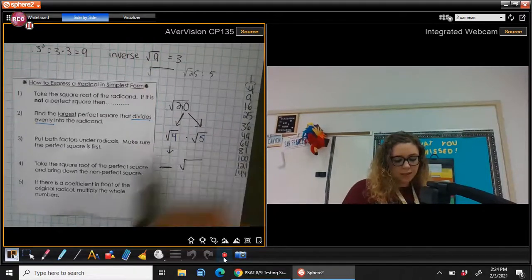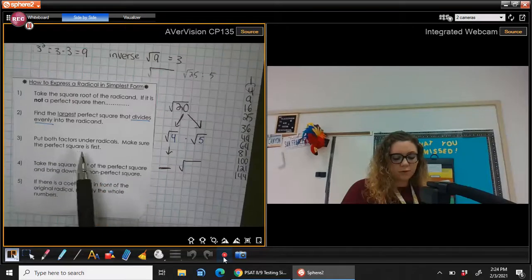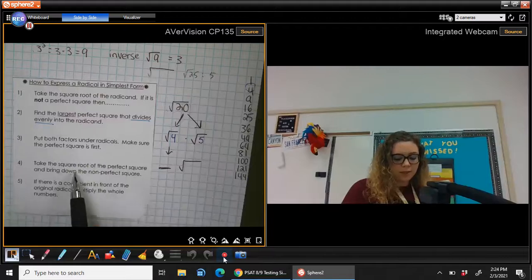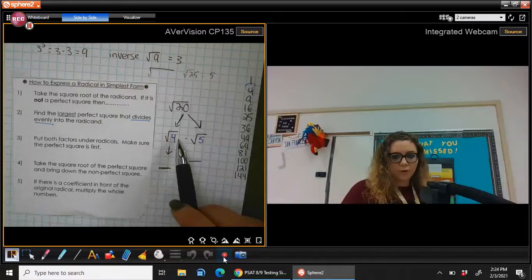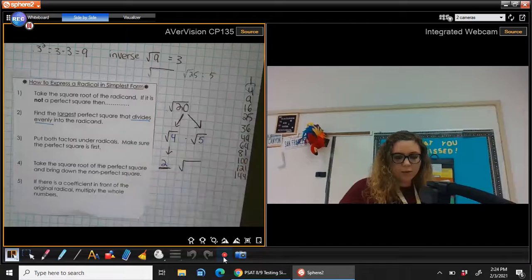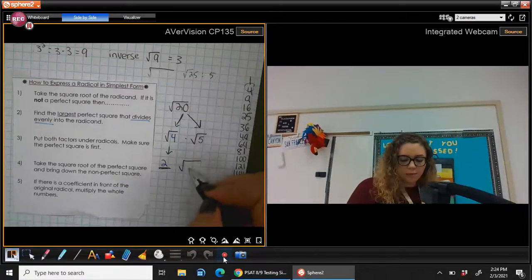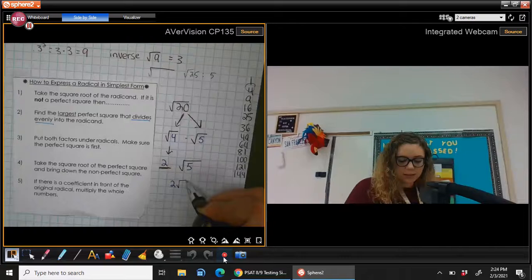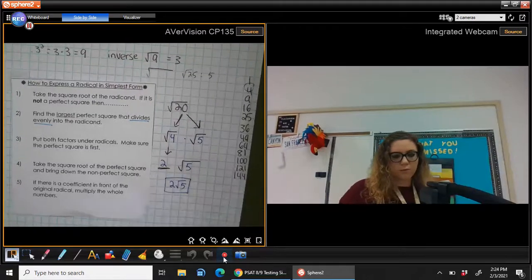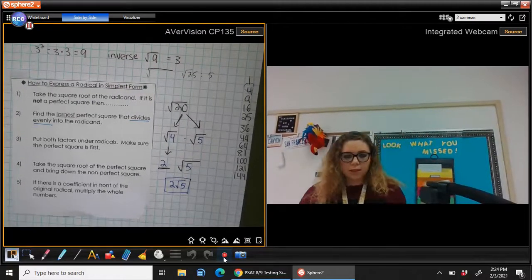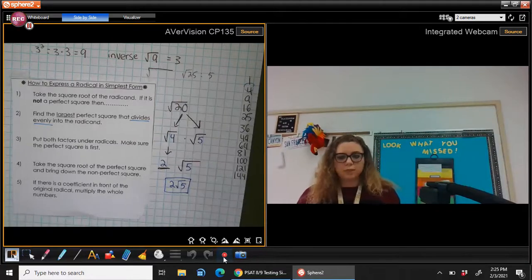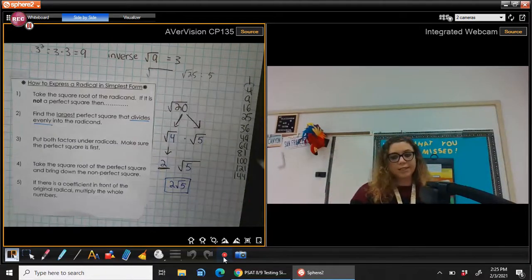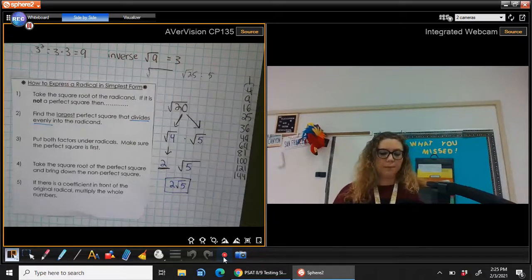Then step 3 says put both factors under the radicals. Make sure the perfect square is first. Then take the square root of the perfect square and bring down the non-perfect square. So the square root of 4, what times what will give you 4? 2. 2 times itself will give you 4. And then I'm going to bring down my 5, and this is in simplest terms. The more you do these, the easier it's going to get. Knowing this is like the key.